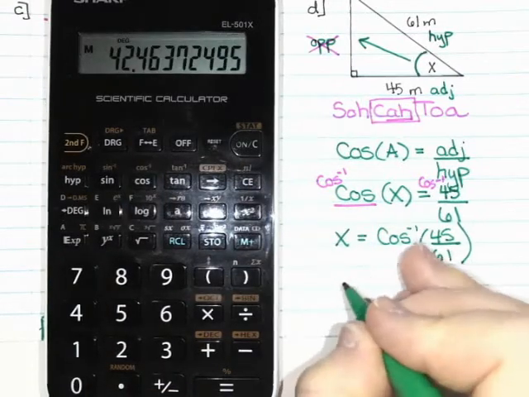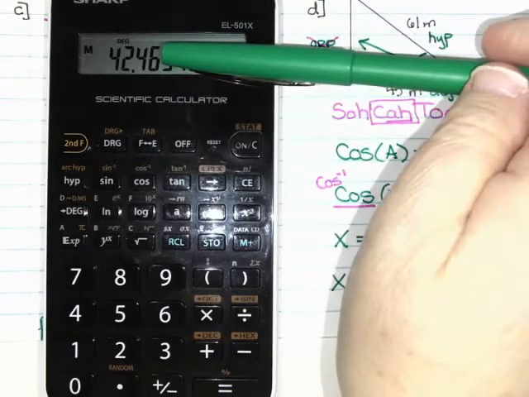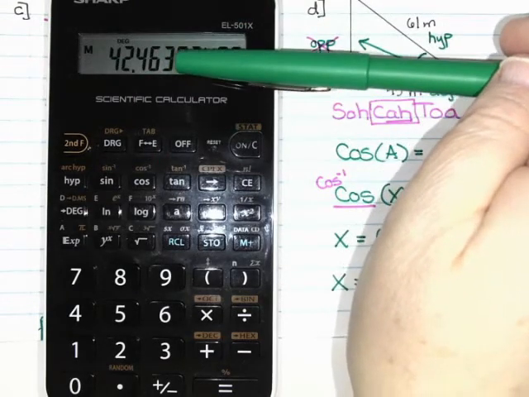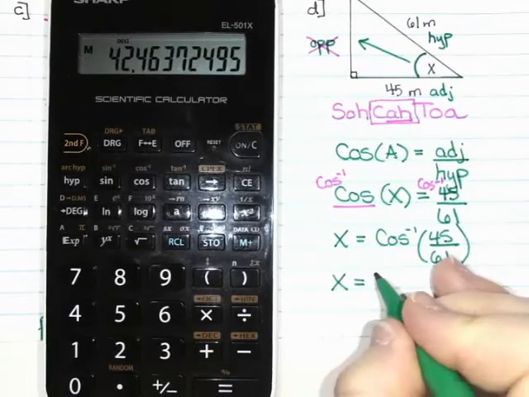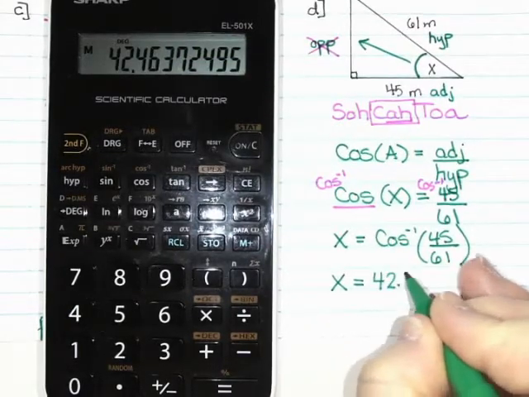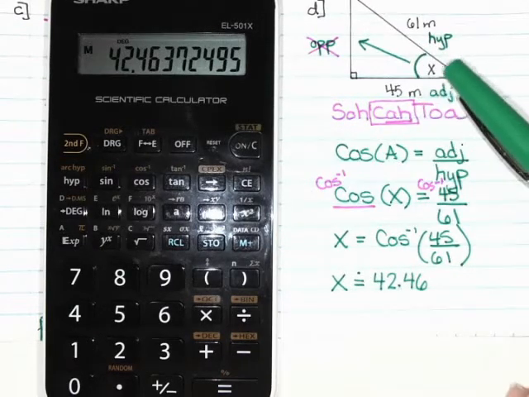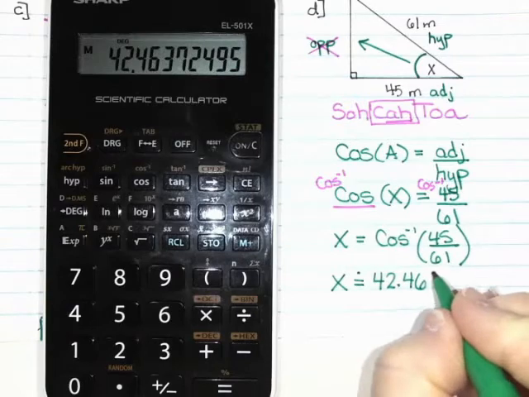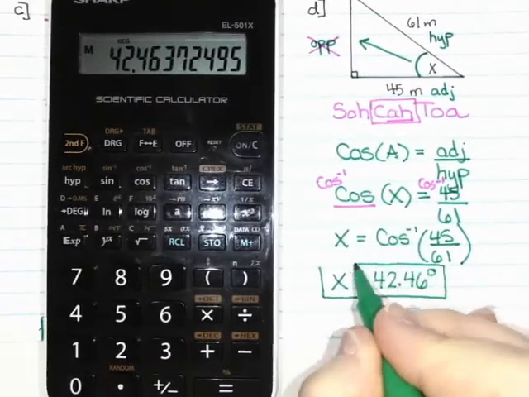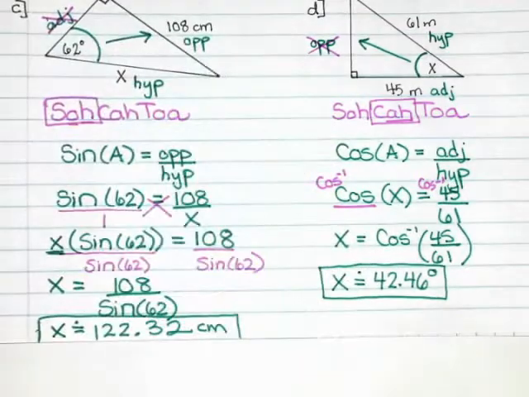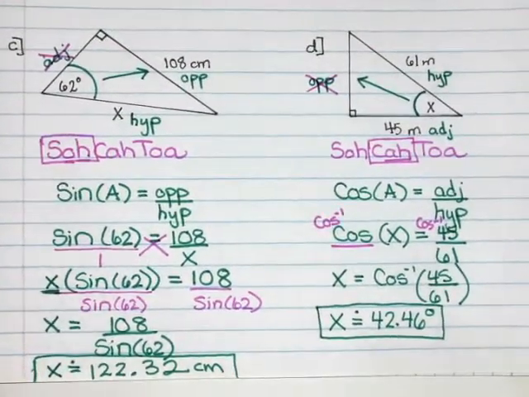And I get that x is 42.46. The next number is a 3, so it's actually going to stay 42.46. Now, the units in this question were meters, but we are trying to find an angle, and angles are measured in degrees. So it's going to be 42.46 degrees. And those are all the examples that we are going to do together of right triangle practice.